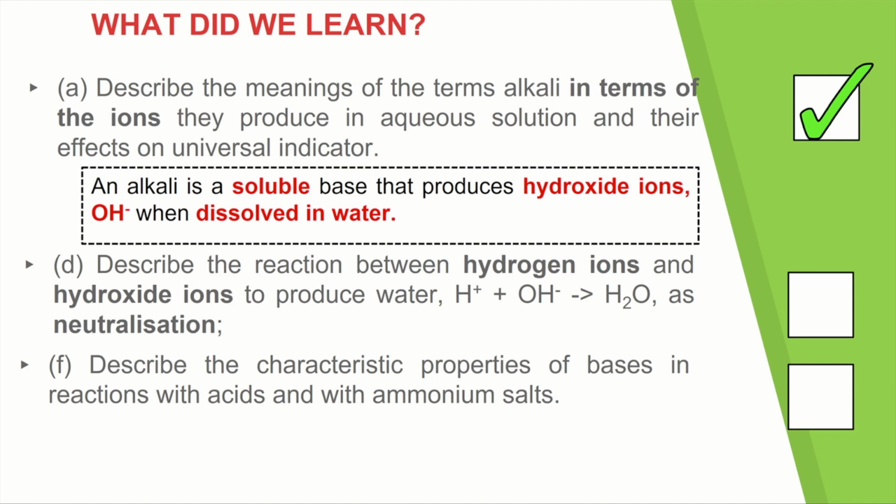Then we take a look at acid plus alkali. Acid produces H plus, alkali produces OH minus. Together, they neutralize each other to form water. The next reaction that we have learned is that alkali can react with ammonium salt to form salt, water, and ammonia gas. So this is the end for alkali.